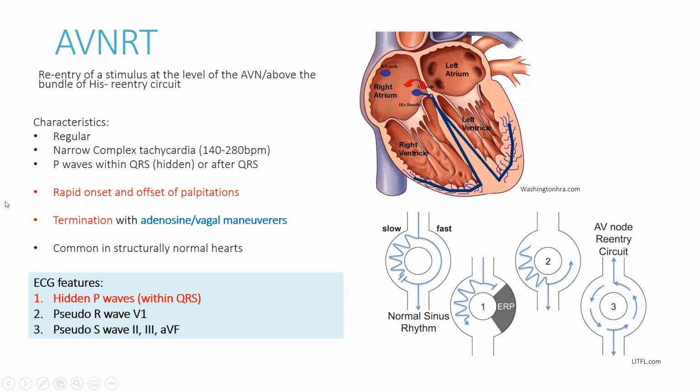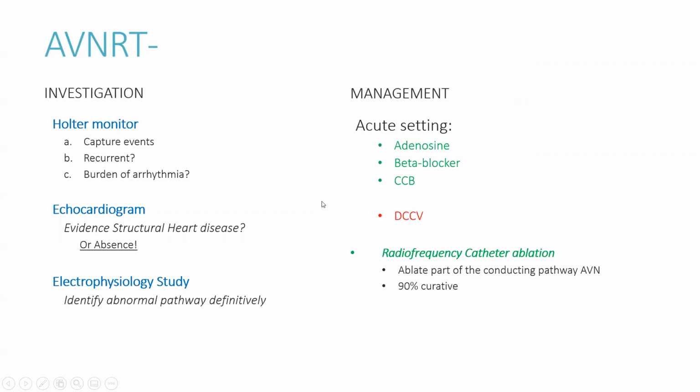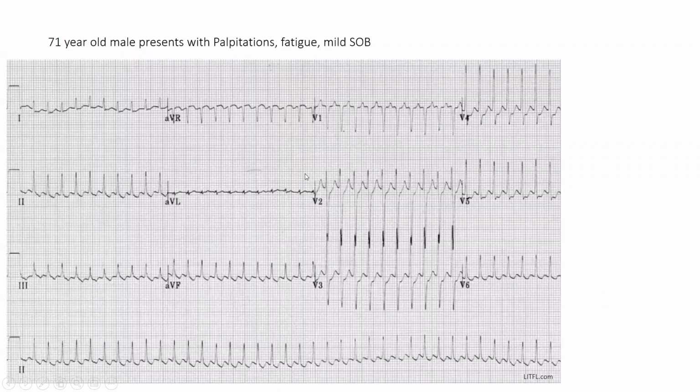It's generally rapid onset and offset that you're looking at getting. It's generally triggered by some sort of ectopic focus. And you get termination with your adenosine or vagal maneuvers. So well done for those who got AVRT. So investigations and management, I'm going to move on. Don't really have time for that. We've already said that you can cardiovert with adenosine, beta blockers, or CCBs.